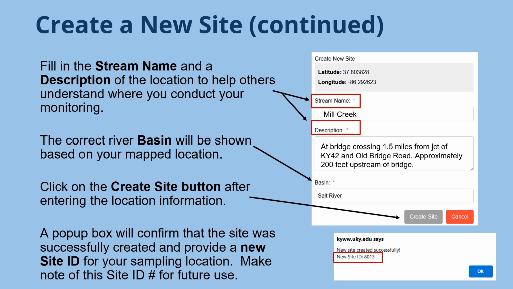Then you will click on the Create Site button and a pop-up box will confirm that the site was successfully created. It will provide a new site ID number that you should record for future use.